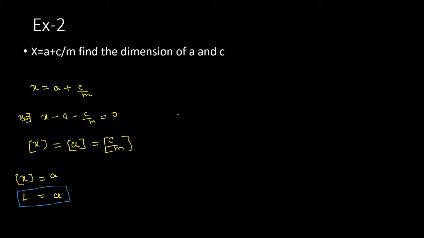Similarly, we have to find out what the dimension of C will be. From this equation we can say directly that the dimension of x will be equal to the dimension of C by M, right? So C will be x into M. Now we know the dimension of x is L and the dimension of mass is capital M. So the dimension of C will be L into M.